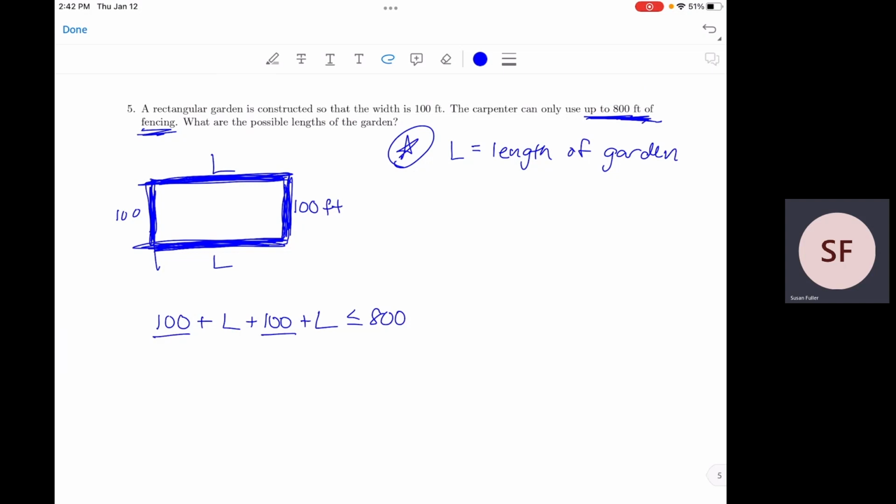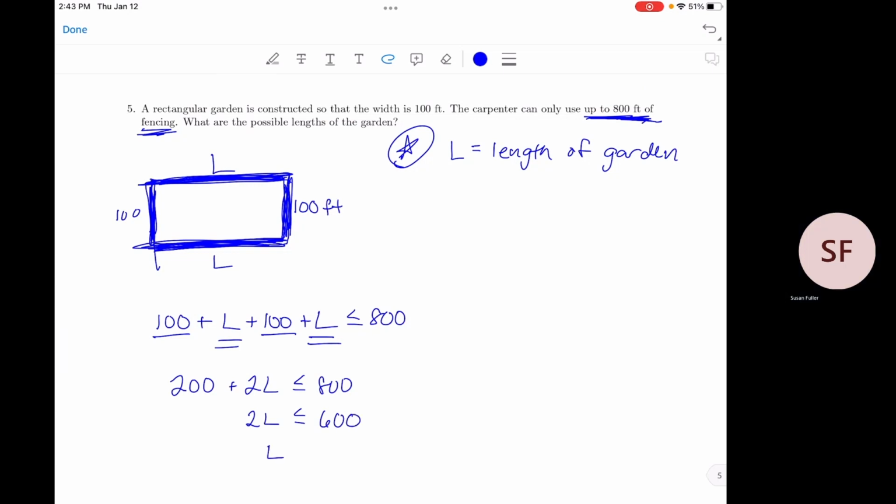So we will combine our like terms here. I've got 200 plus 2L has to be less than or equal to 800. Subtract that 200 from both sides and divide by 2. So that means L has to be less than or equal to 300. What are the possible lengths of the garden? That's the question that we have to answer.